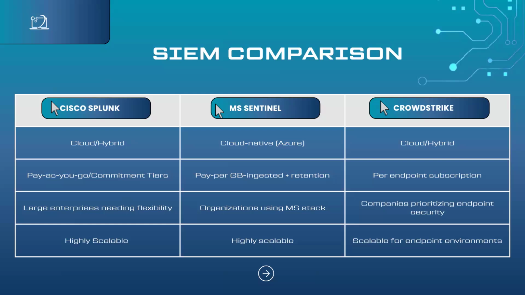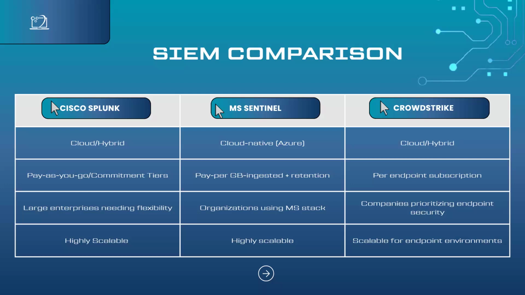Their tiers are, this will be like which deployment model. So cloud and hybrid, you got pay as you go and tiered. And when you say pay as you go, usually that means like how many gigabytes of logs. And then large enterprises needing flexibility, and it's highly scalable.